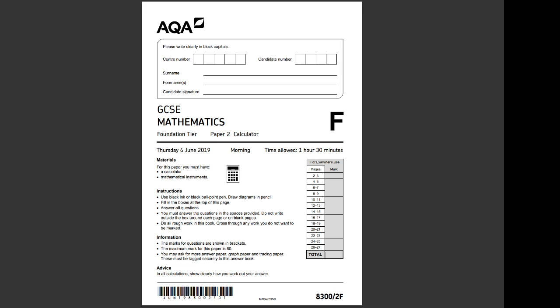Those of you that are doing foundation, this will still be useful. Hello, Reen, welcome. If it's foundation OCR, foundation Edexcel, it will still be relevant for you. But grab your calculators, and we'll make a start in the next few minutes.